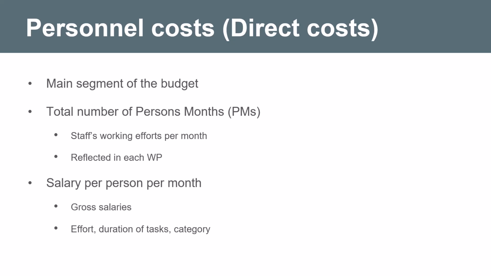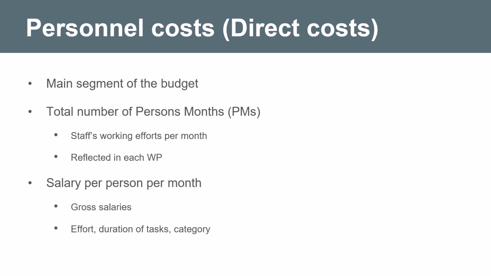To calculate personnel costs, two parameters are considered: the total number of persons month and salary per person per month. The total number of persons months refers to employees working efforts per month. For example, the number of employees working full-time for 1 month or 2 employees working half-time. Although this definition may seem redundant, it refers to the number of persons months that will be needed for each work package of the proposal, defined by the workload of each task from its duration.